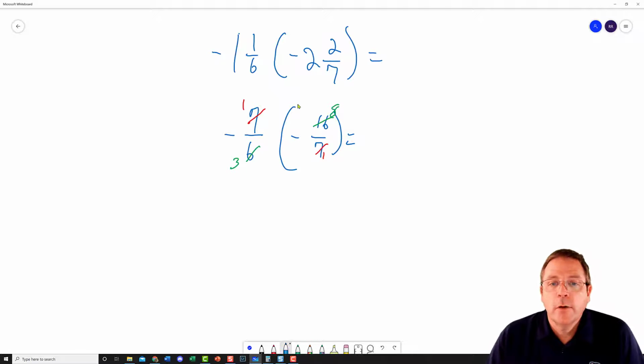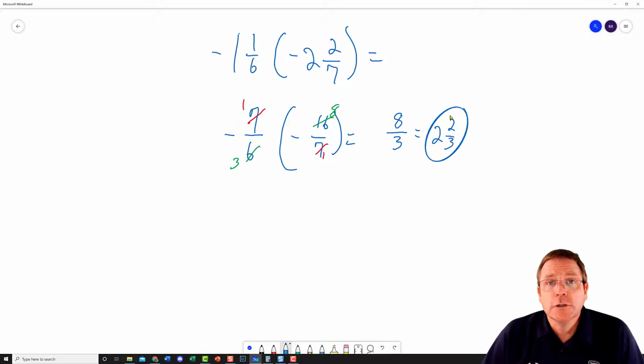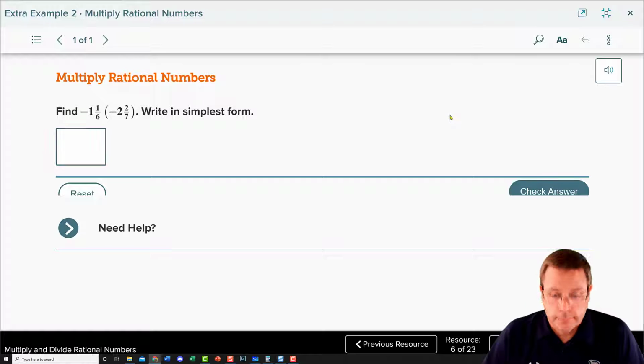And when I multiply all that out, 1 times 8 is going to equal 8. 3 times 1 is going to equal 3. A negative times a negative, that's going to be a positive, and our final answer is going to be 2 2/3 when we convert that back into a mixed number. That is showing your work. That is what I must see. If I see anything else, you will have done it just for fun.